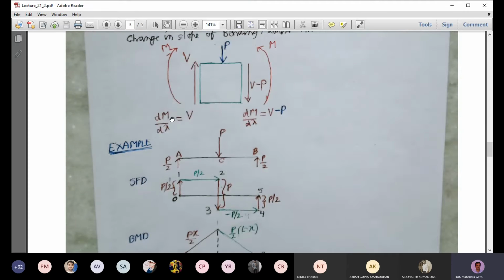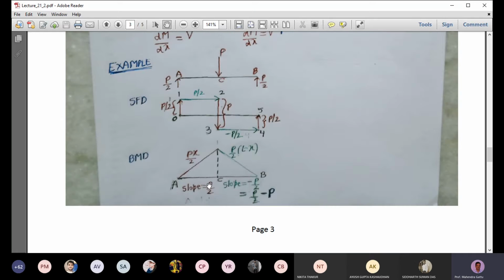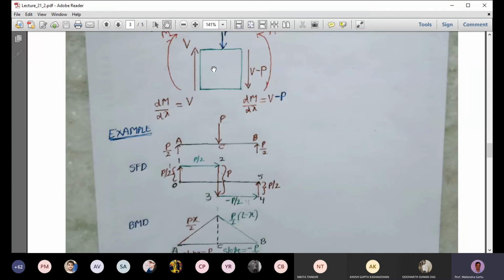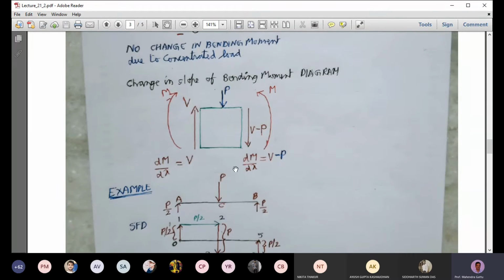The change in slope of the bending moment diagram: the slope is V here, and here it is V minus P. So the same thing is happening. Here it's P/2, and to the right of the point load, it will be P/2 minus P. Okay, so that is the verification of the theory using this simple example.